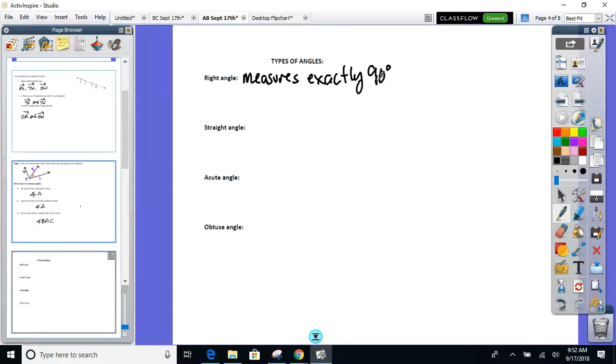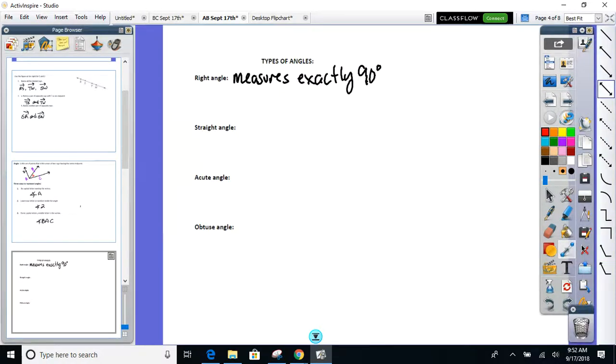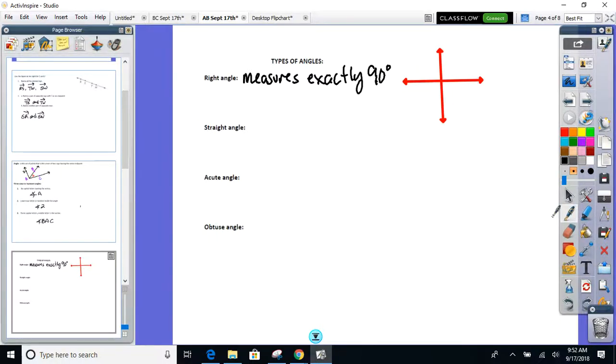Anybody know if you're looking at a diagram that there's a right angle involved? Anybody know the symbol if there's a right angle? Isn't it like the square? It's the box. Yeah, it's the box. There you go. There's the right angle. That angle measures 90 degrees.